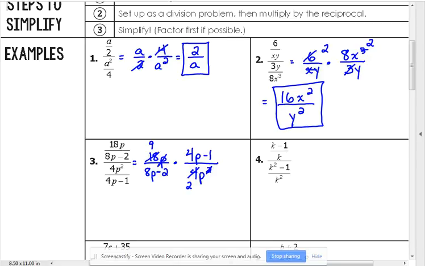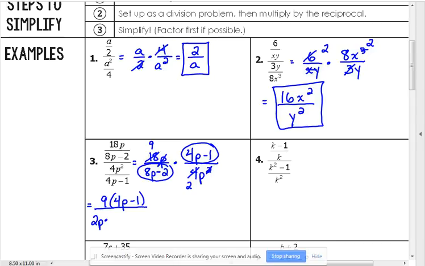So let's see, we've got 4p minus 1 and 8p minus 2. Those are not exactly the same, but is there something that we can do to either one of those? We can take a GCF out of the denominator. So let's write what we've got so far. We've got a 9 times 4p minus 1 in the numerator. Notice the 4p minus 1 needs to go in parentheses. Okay, and then in the denominator, don't lose that 2 and the p from the second denominator.